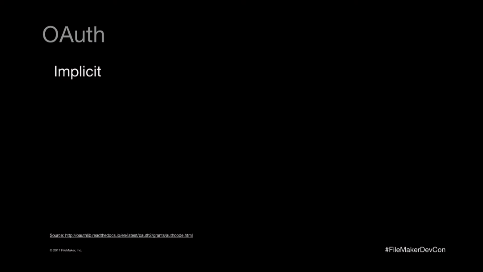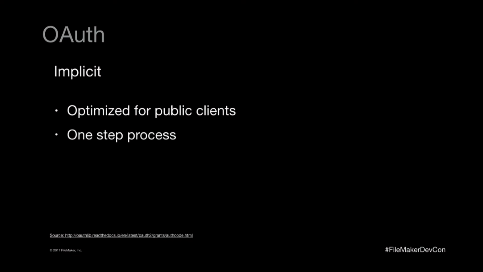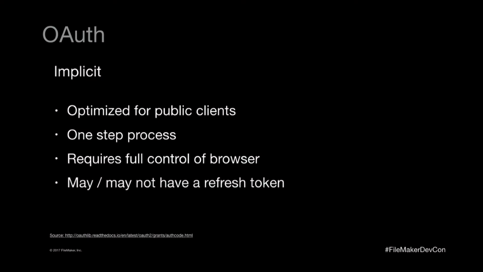The implicit grant is a bit shorter, but it requires you to have full control of your browser. So for FileMaker applications, it may work if you are working on a web viewer or if you are writing a JavaScript solution that will run entirely on your browser. It's much better to use implicit grant. It's a one-step process. You send a URL and you get a response. You need, as I said, full control of your browser, and it may or may not have a refresh token. It depends on the API you are connecting to.